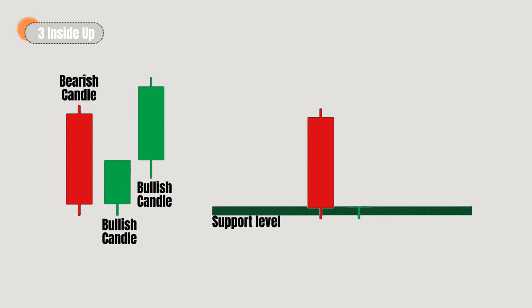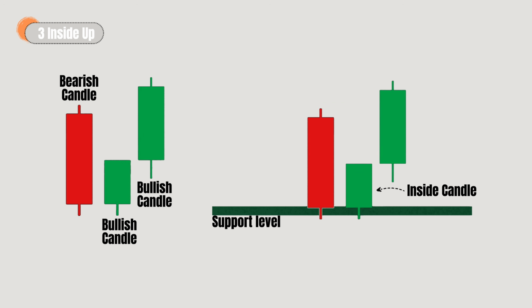The opening of the next candle is at the closing of the same red candle, and the price goes up, creating a small green candle. The closing of this candle is within the previous red candle, so we call it an inside candle, which you must have heard about many times. The third candle opens at this level and closes above the red candle, creating a 3 inside-up candlestick pattern on the chart, which is considered a bullish reversal signal in the market.